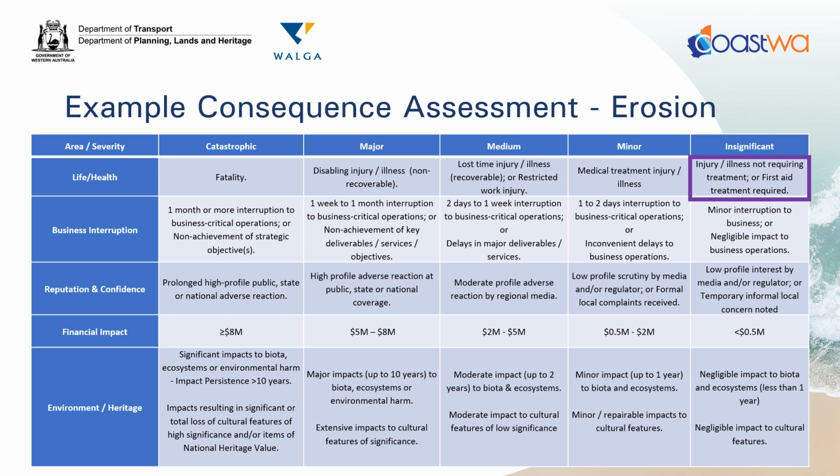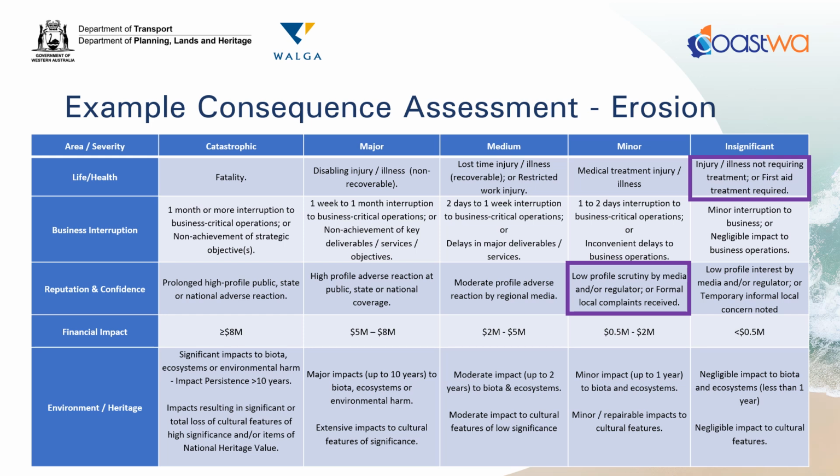Coastal erosion doesn't happen that fast, so if you can't walk quicker than it, I'd be very surprised. So the risk of injury or illness is actually quite low. Business interruption isn't really relevant because it's a house and there's no business there. If you go through reputation and consequence, there might be a minor impact because there might be some low-profile scrutiny by media or a regulator.